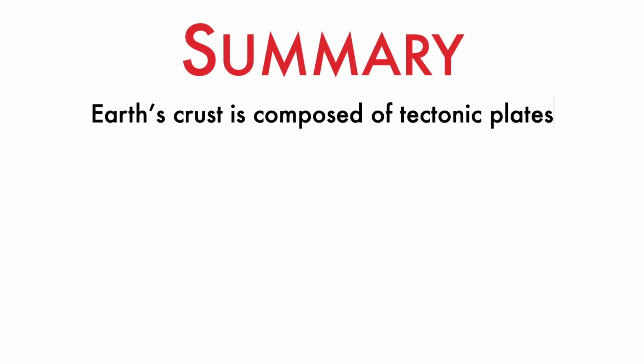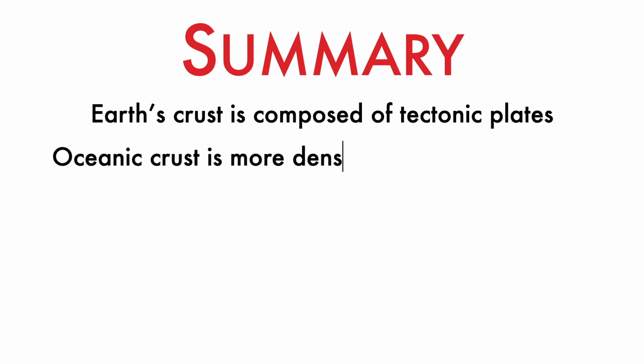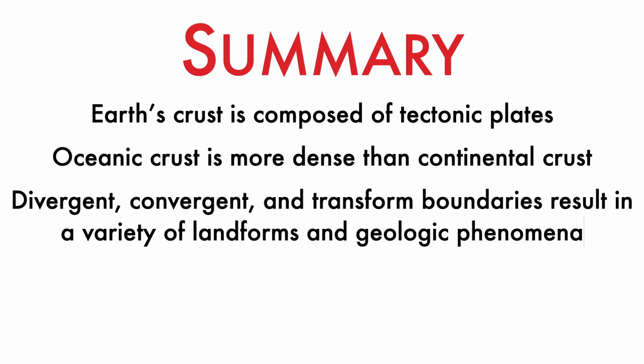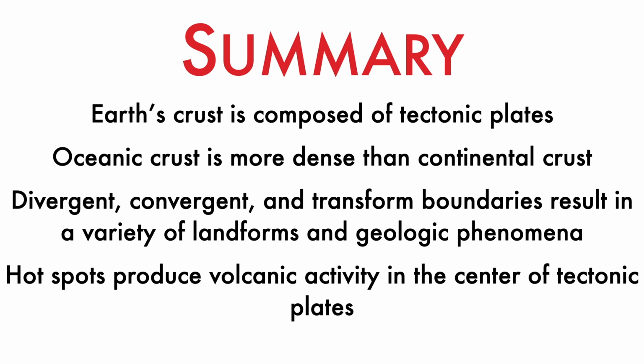So to recap, Earth's crust is composed of tectonic plates that fit together similar to pieces of a jigsaw puzzle. Of materials from which these plates are made, oceanic crust is slightly more dense and not as thick as continental crust. Divergent, convergent, and transform plate boundaries result in a variety of landforms and geologic phenomena. And hotspots produce volcanic activity in the center of tectonic plates, sometimes resulting in volcanic mountain chains.